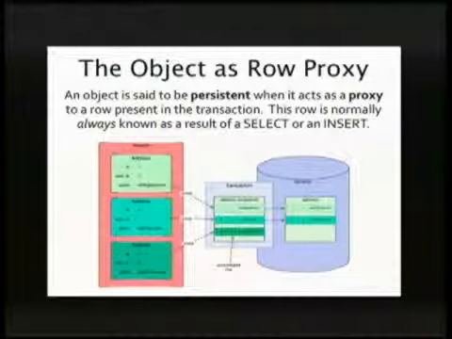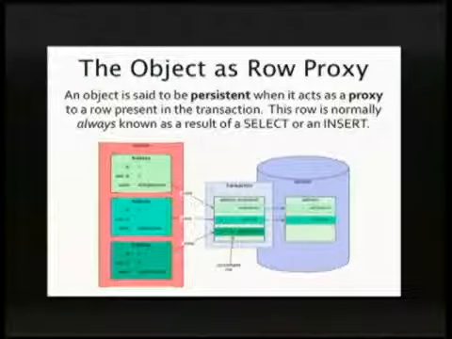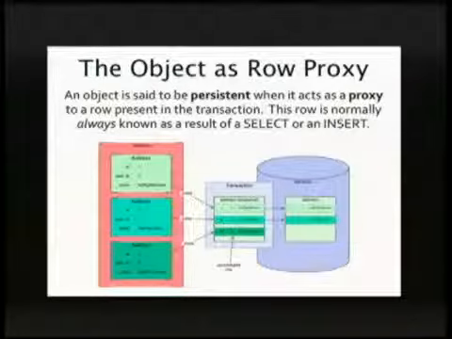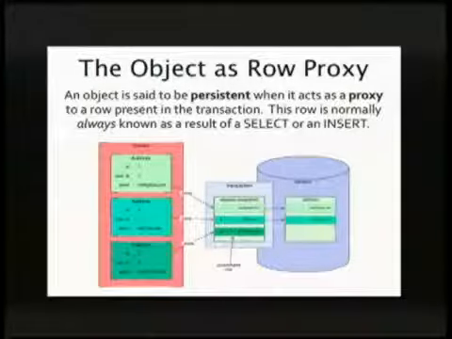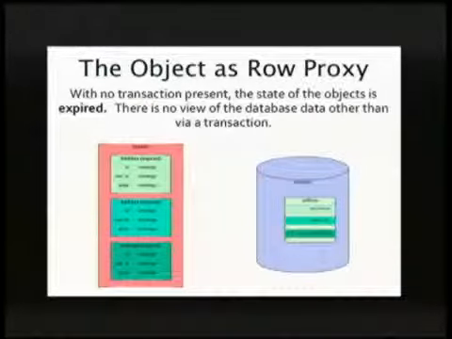So the red box is the SQLAlchemy session. It only deals with the transaction box in the middle. It never really talks directly to the database's physical storage. We're always seeing the world through one transaction at a time. When there's no transaction present, we've committed or rolled back, that box goes away.